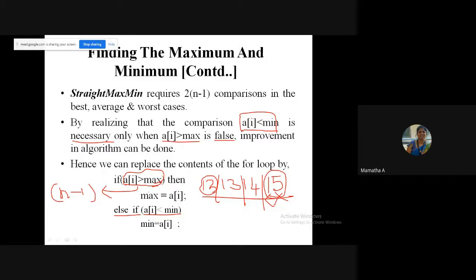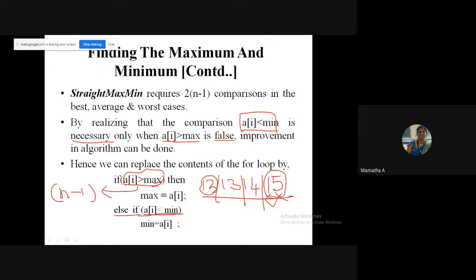How about this one? Since this will always be true, isn't it? Always true. So you never get an opportunity to execute this. This will not at all be executed. Isn't it so? Else, this else is there here. So only if this condition is false, it will go here. This will never be false.